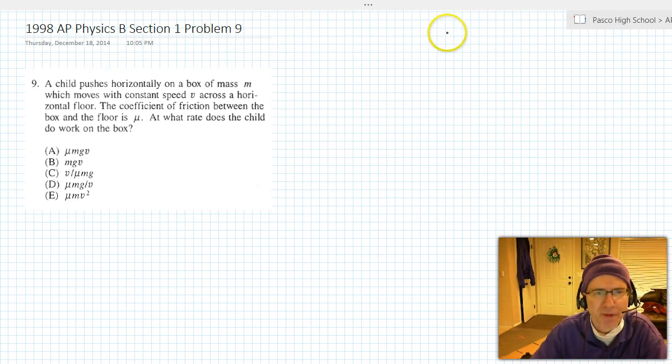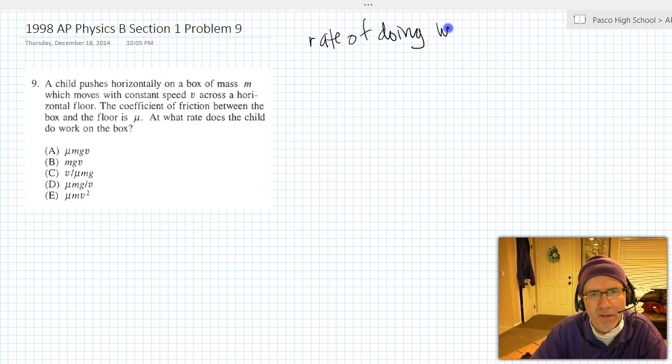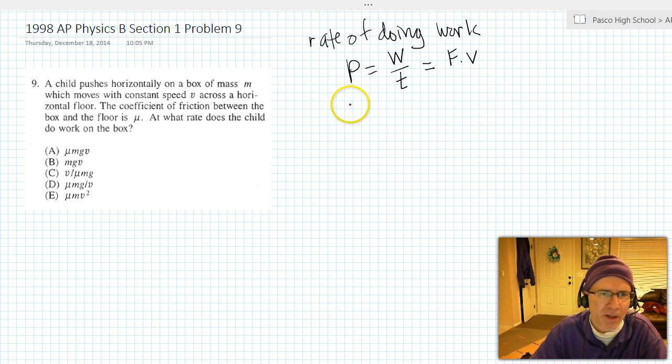So, rate of doing work is power. Power equals work divided by time. So we also know it equals force times velocity. So the box is moving at a constant speed.